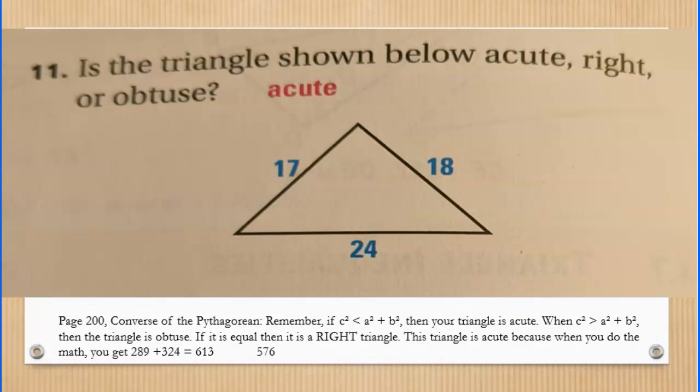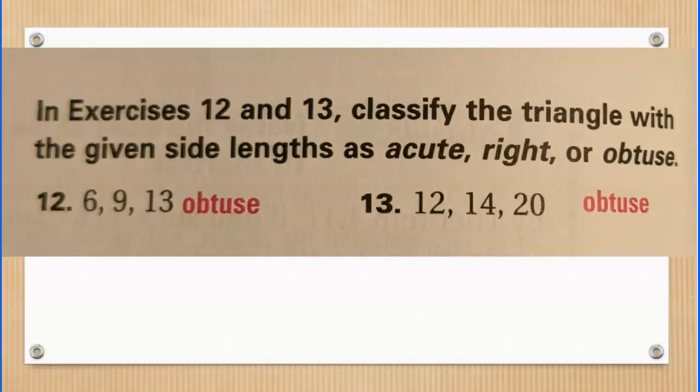So just make sure you have those formulas in case you need them. Now, I am not actually doing any of these questions on the test, but I did want to give you the answers in case you needed those. And you can set this up and use the converse of the Pythagorean theorem just like we just did, but I'm not doing any of these on the test. So number 12 was obtuse and number 13 was obtuse as well.